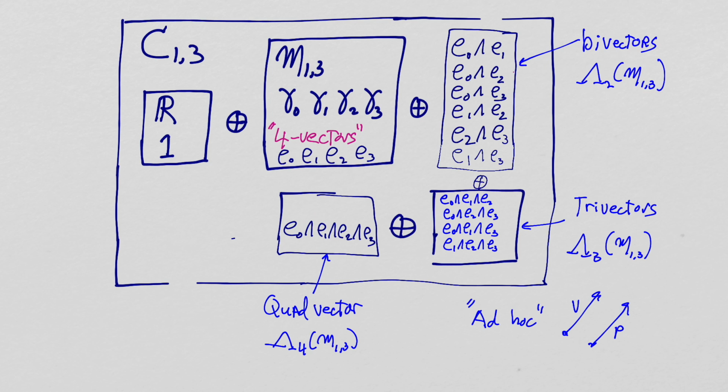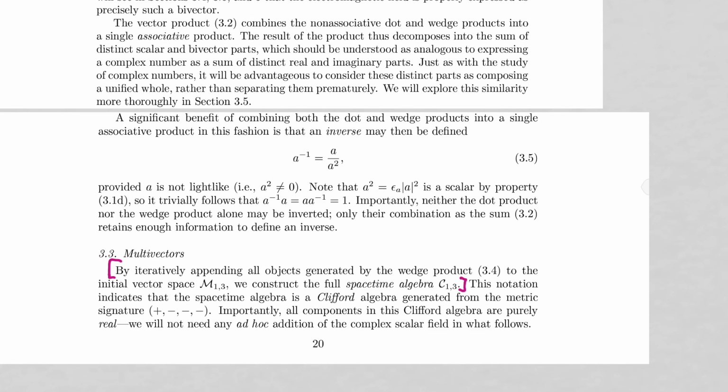So let's move on. The vector product combines the non-associative dot and wedge products into a single associative product. We haven't done these two paragraphs yet. Now, that statement to me is a little bit weird because the dot product between two vectors, A dot B, right? If I take two vectors, this dot product is a scalar.